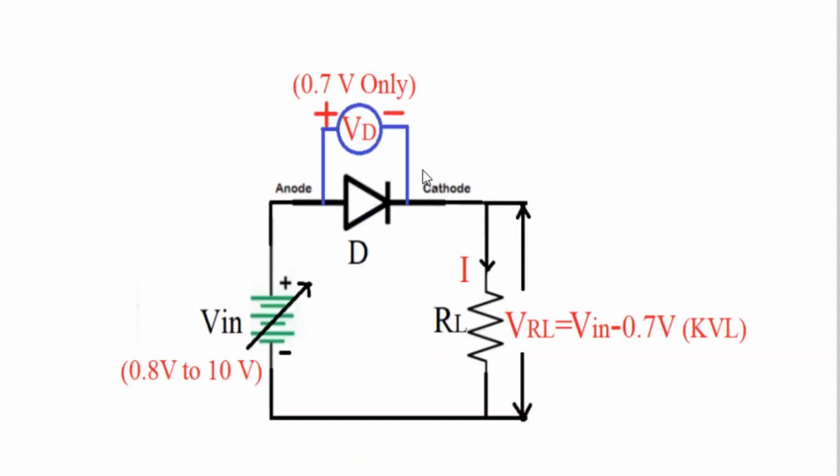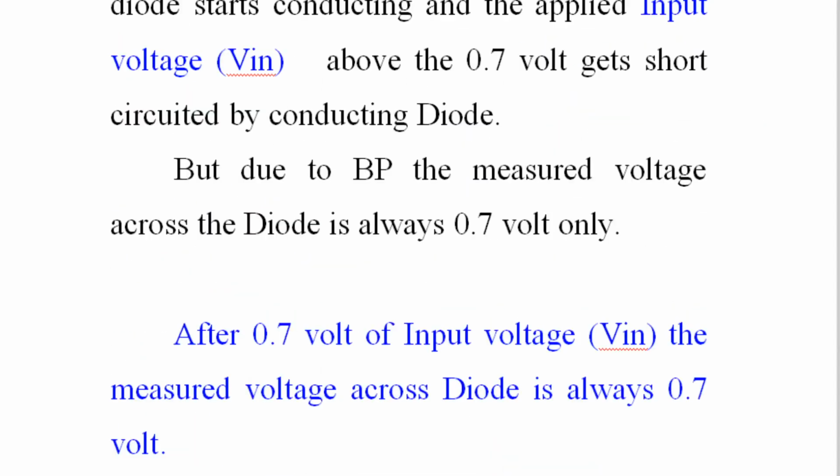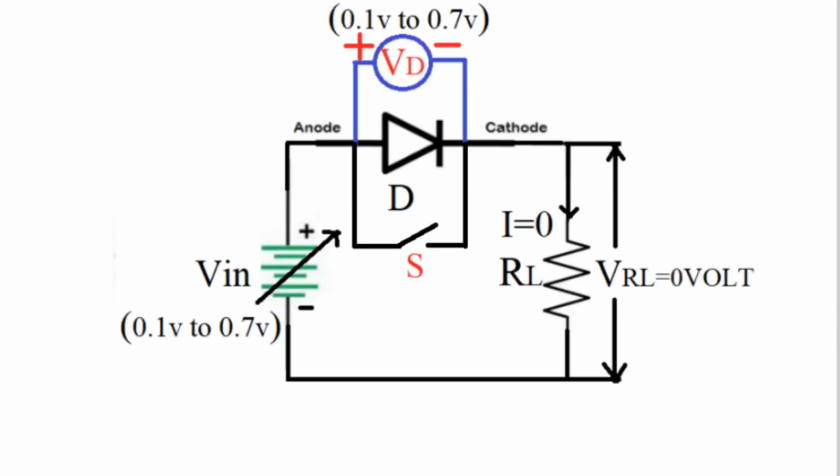Now the same diagram I am going to show over here, but now in this case, battery voltage V in is greater than 0.7 volt, and therefore you can say that now the current is flowing through the diode. In the earlier case current was 0, where V in was 0 to 0.7 volt. I am going to show you that diagram. So here see, applied voltage V in to the diode was 0.1 volt to 0.7 volt, or you can say 0 to 0.7 volt. Therefore the diode was not conducting, behaving as an open switch, current was 0.